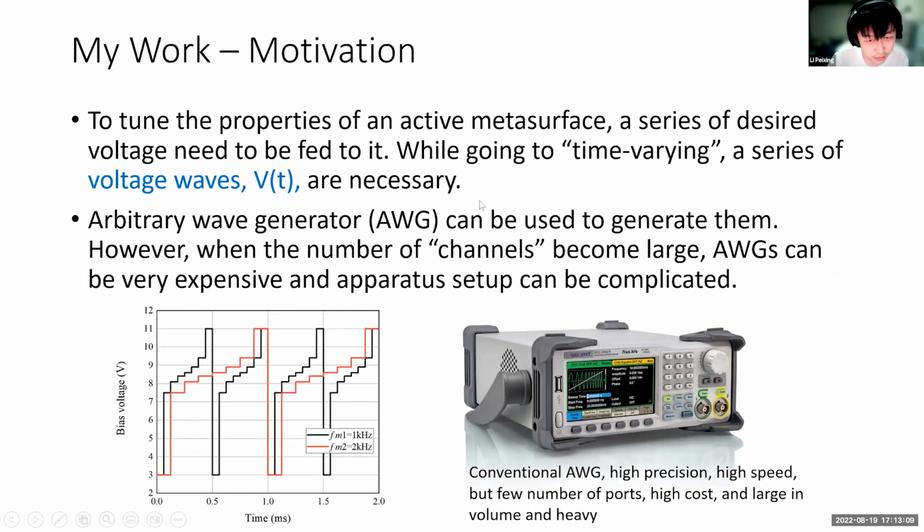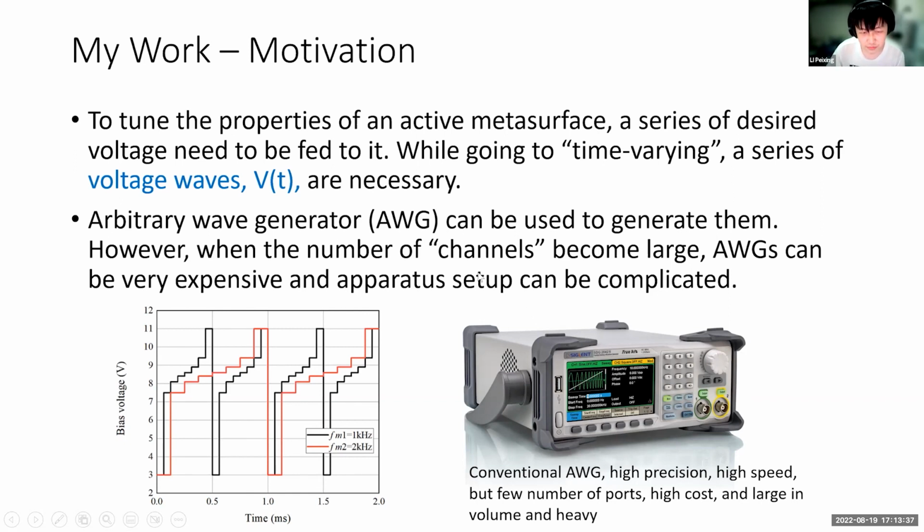To achieve such properties, we need to generate a series of desired voltages to be fed to it. When we go to the time-varying case, a series of voltage waves, V(t), are necessary. An AWG, meaning arbitrary waveform generator, can be used to generate them, as shown in the bottom right. You can see it's a very huge device.